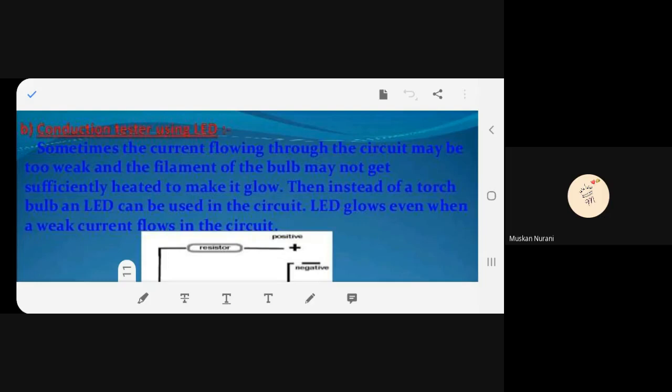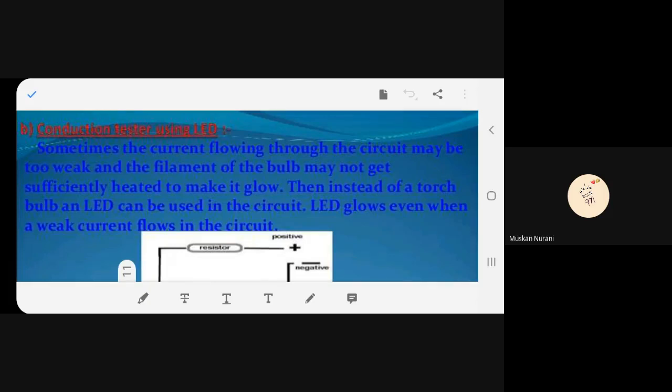What you have understood from this is that currents are not always intense. Sometimes they are very weak, sometimes they are very strong. If the currents are strong, then the bulb will start glowing. That is very apparent. But if the currents are weak, the bulb will not glow. That does not mean that the current is not flowing. At that time, what is important? If we take an LED, the LED can detect even the weakest of the current and it will start glowing.